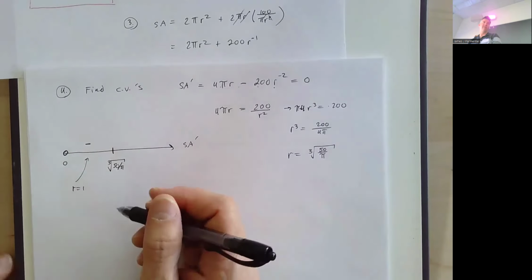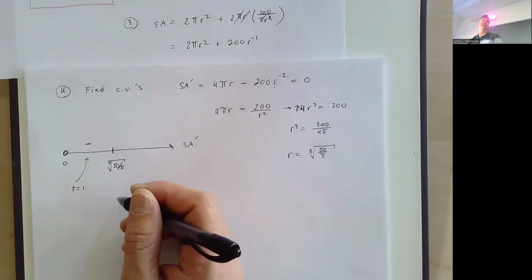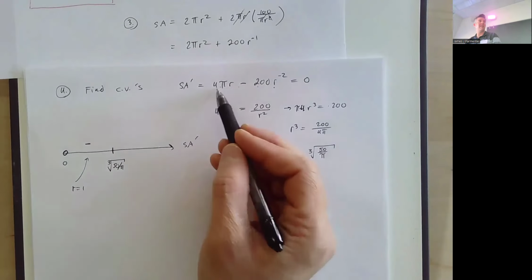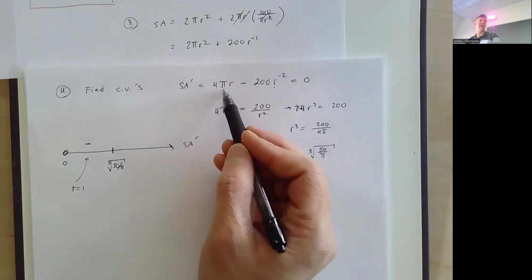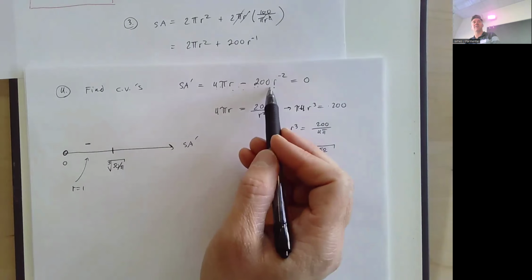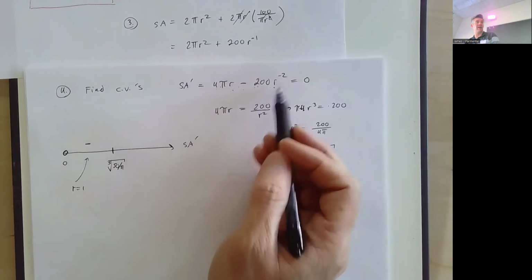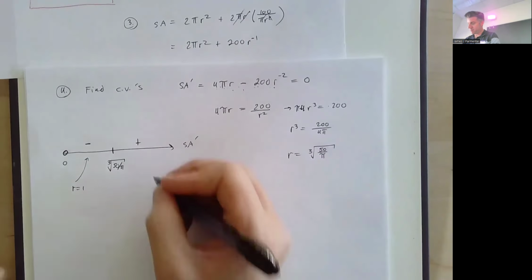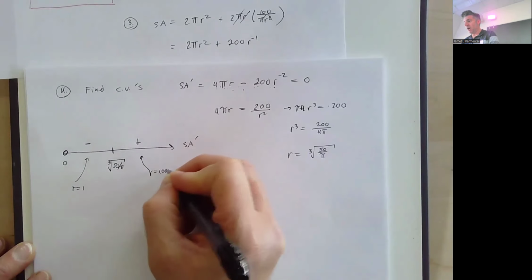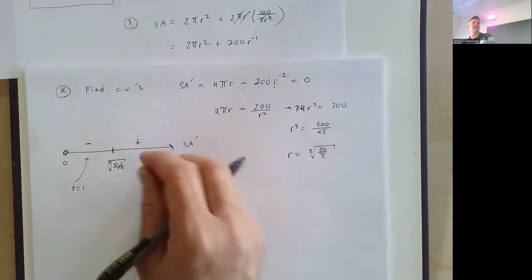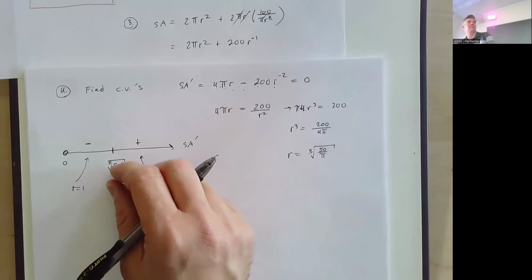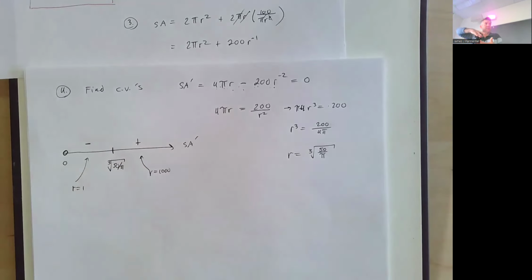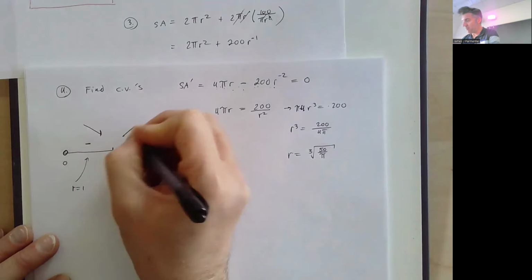Pick a number bigger than the cube root of 50 over pi. Cool, 1,000. 4 times pi times 1,000 is 4,000 pi. Minus 200 divided by 1,000 squared. That's a very tiny number there. So for sure, it's a big number minus a tiny number. That's for sure positive. Now, if your radius was 1,000, you'd have a very funny looking cylinder. It'd be like a pancake. Flat, wide, holds 100 cubic centimeters of volume, but it's very silly looking. So definitely here we do have a minimum.